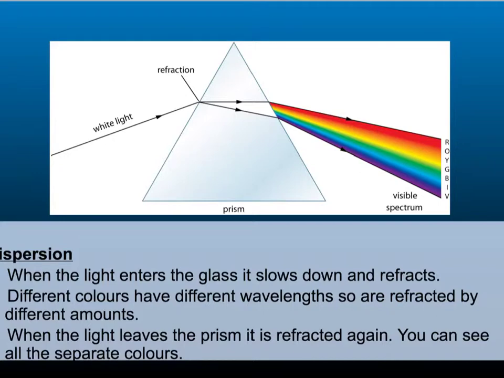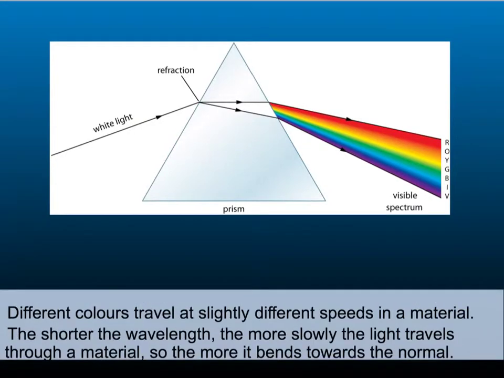We're now going to talk about dispersion, and this is the way that we can form a rainbow from white light. When the light enters the glass, it slows down and it refracts. Different colours have got different wavelengths, so they are refracted by different amounts. When the rays leave the glass prism, they are refracted again, and this separates out all the different colours of the visible spectrum. The different colours travel slightly different speeds in the material. The shorter the wavelength, the more slowly the light travels through the material, so it bends more towards the normal.